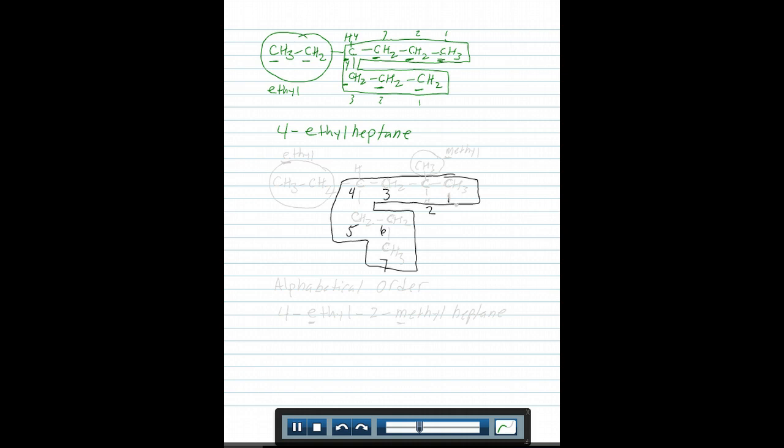Let's do another one. CH3, CH2, CH, CH2, CH, CH3, CH3, CH2, CH2, CH3. Made it look a little crazy here, right? Obviously I'm doing this on purpose. Why don't you put this on pause and look for the longest continuous chain?